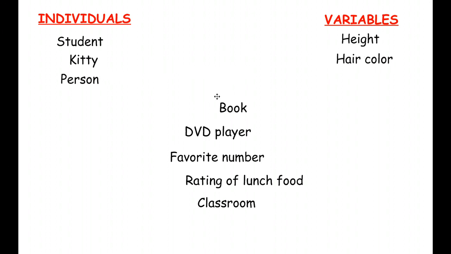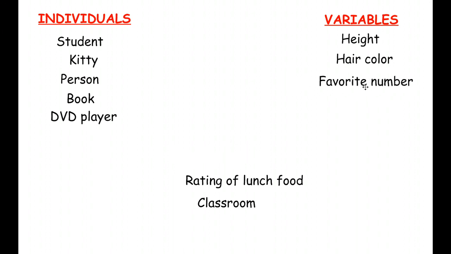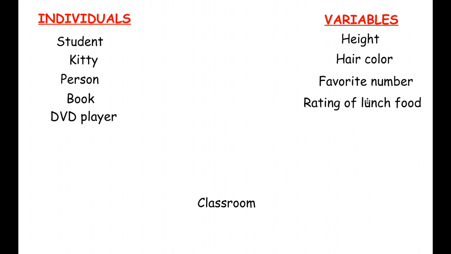Person is a noun. A book is a noun. DVD player, interesting thing to put under study, but it is an individual. Favorite number. That would be something that describes the person. What is the person's favorite number? So that is a variable. Rating of the lunch food. How good they think it is. It's a variable. Classroom. If you think of a classroom as a noun, it would be an individual. However, if you are studying a student and you say, what classroom are you in? That might be a variable. So this is one that, depending on how it's used in the given situation, might go either way.